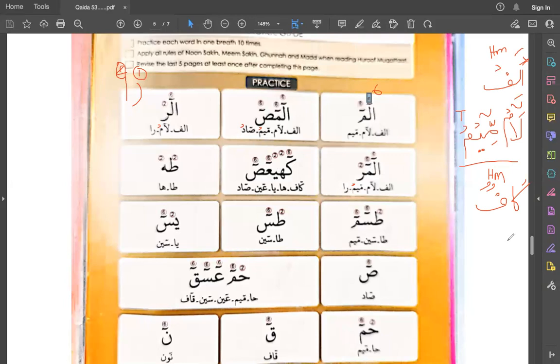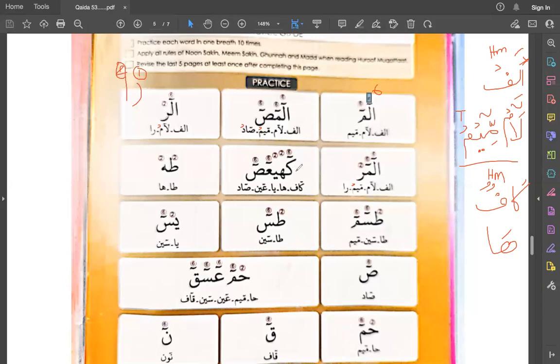Ha. Ha will be two counts long. Why? Because if we wanted to write it, it will be like this. Two letters, and this is natural mud. If natural mud is there and there is no second letter after it, we are stretching it two counts long, even though we are stopping at the end. So it will be two counts long.